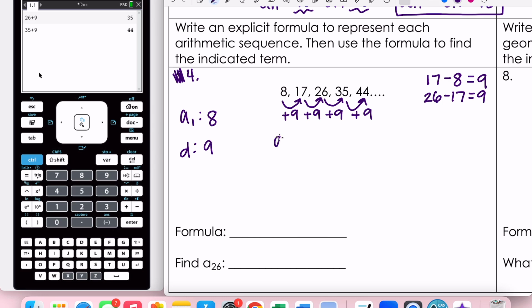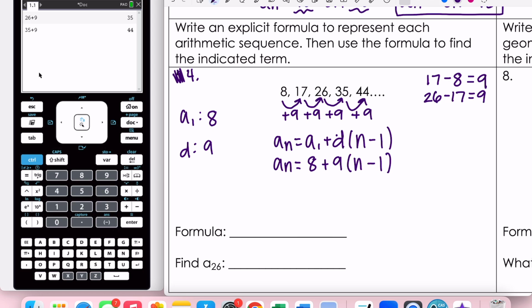So from here, I'm plugging this into the formula. a sub n equals a sub 1 plus d times n minus 1. So a sub n equals 8 plus our common difference, which is 9, times n minus 1.